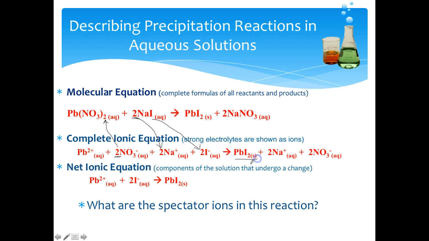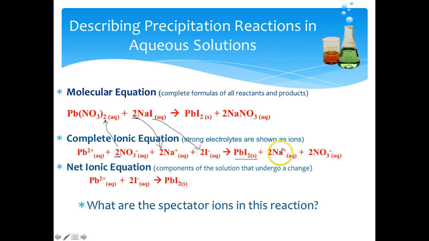And over here, notice that the lead iodide, which is our solid, our precipitate, is not written in ionic form, because it is not in ionic form anymore. When it reacts, it becomes a solid and it is insoluble. It sinks down to the bottom and we don't have any lead ions floating around anymore, and there aren't any iodide ions floating around anymore.